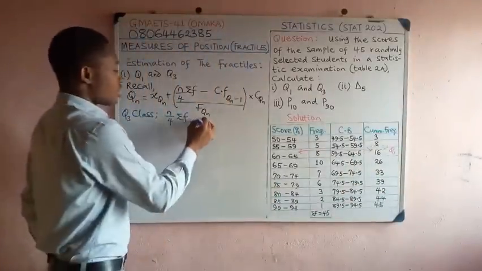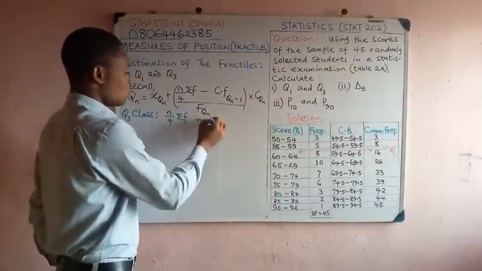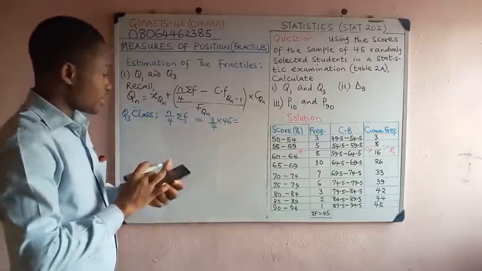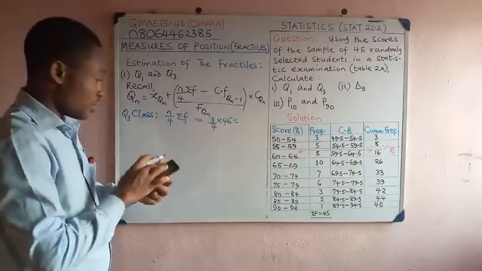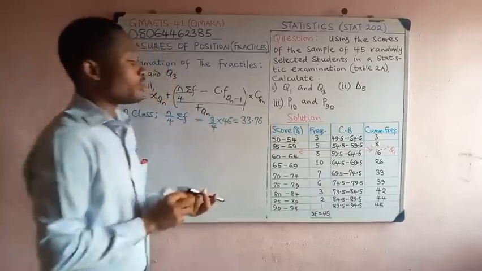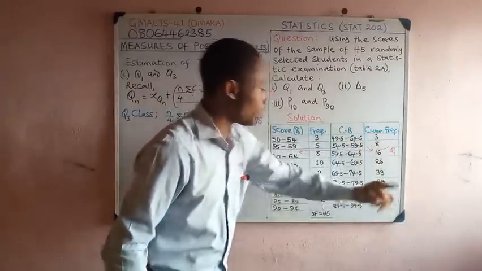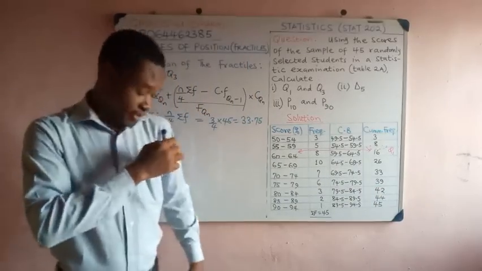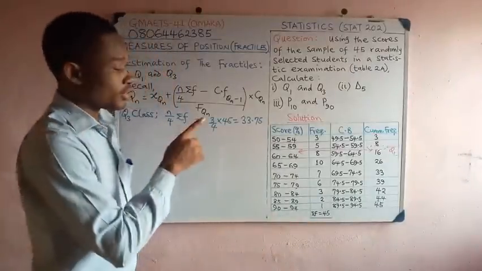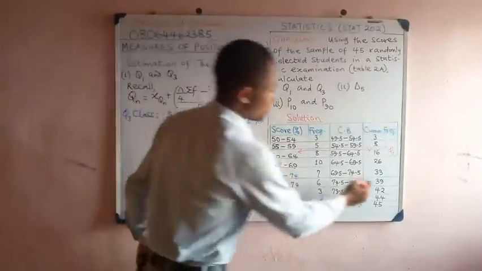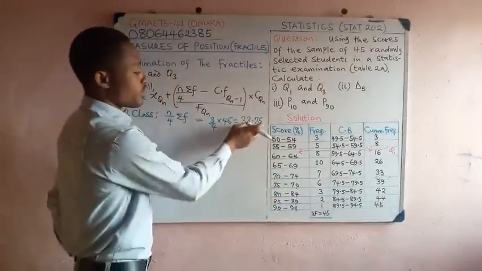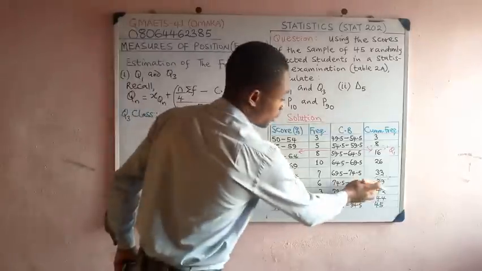Is that okay? So we are looking for Q3, so n is equal to 3. So 3 over 4 times 45, which is our summation f. If we do that, you can press your calculator. 3 over 4 times 45, this is 33.75, okay? So we will now move on to the cumulative frequency column and locate 33.75. Do we have 33.75? I don't think so. But you see that 33.75 will be between 33 and 39, right? So we're going to pick the higher cumulative frequency, just greater than 33.75, which happens to be 39 here.